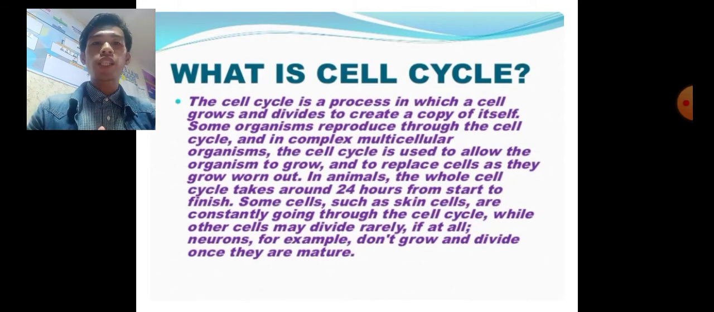In animals, the whole cell cycle takes around 24 hours from start to finish. Some cells, such as skin cells, are constantly growing through the cell cycle, while other cells may divide rarely. Neurons, for example, don't grow or divide once they are matured.